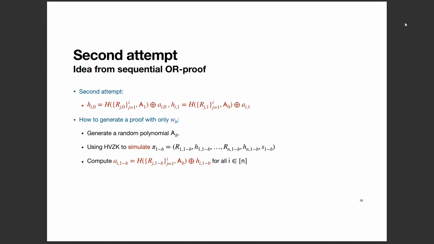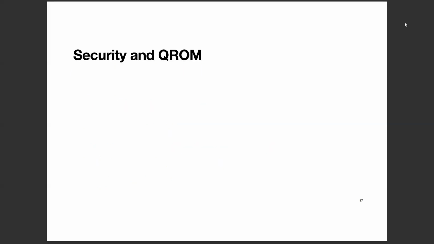H1 minus B. Then using the offset AB and A1 minus B, we can compute the pi B using the WB honestly. So finally, this is the intuition of our transform.